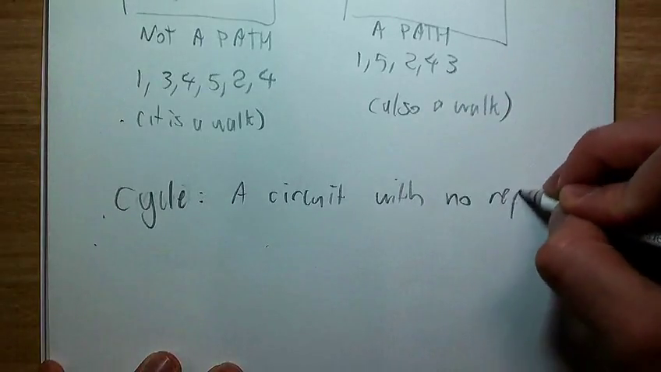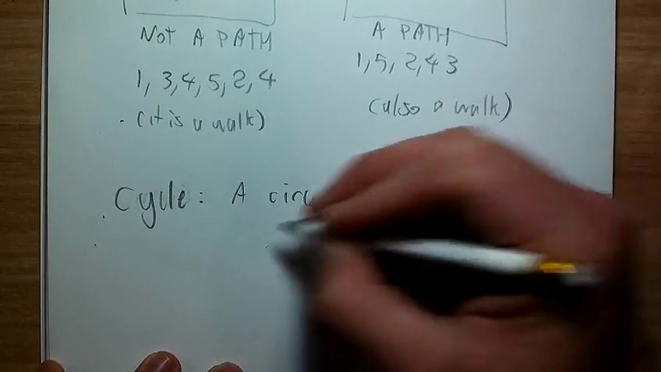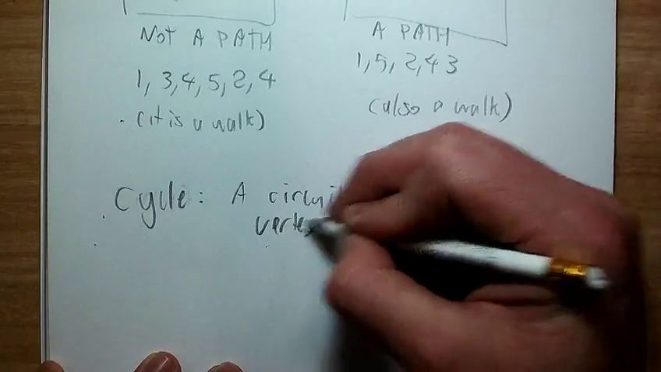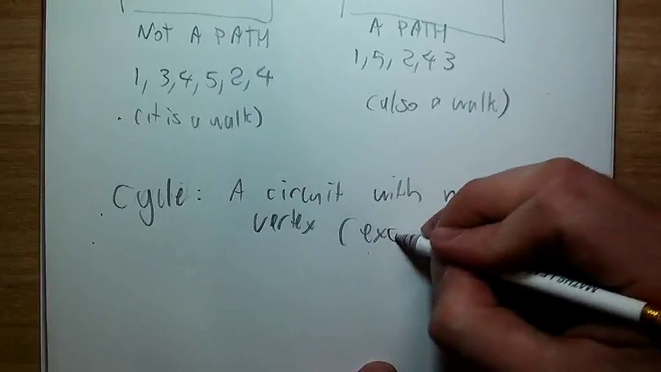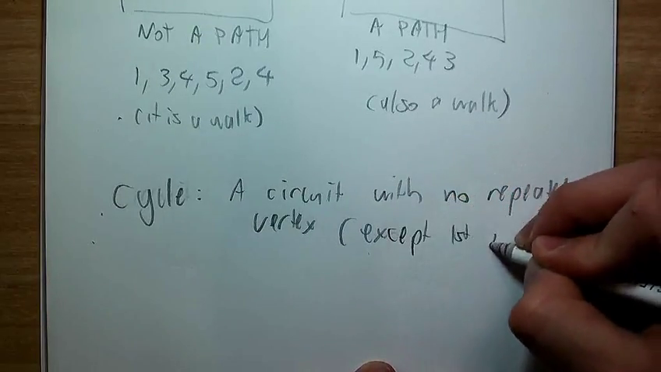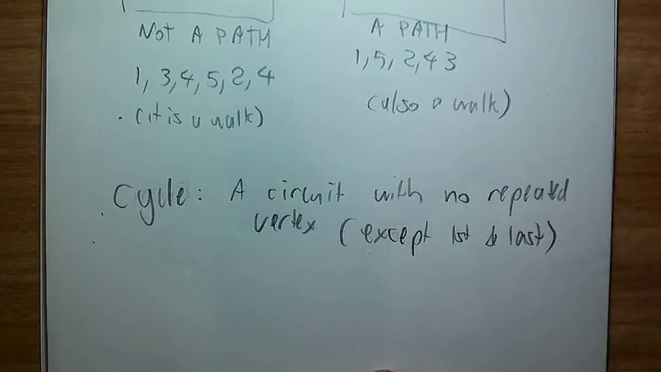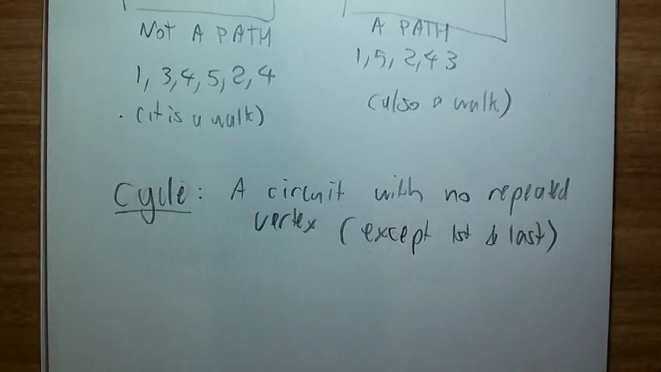No repeated vertex, except the first and the last one, which have to be the same for a circuit anyway. I decided not to draw that. I'm pretty sure it's clear right now how that goes, but I just want to put them together.